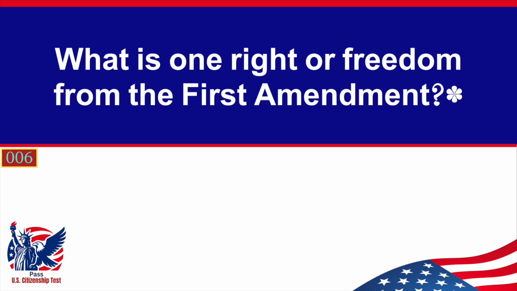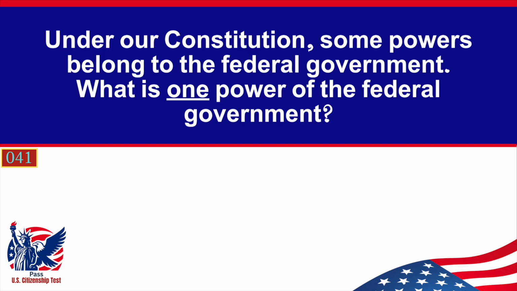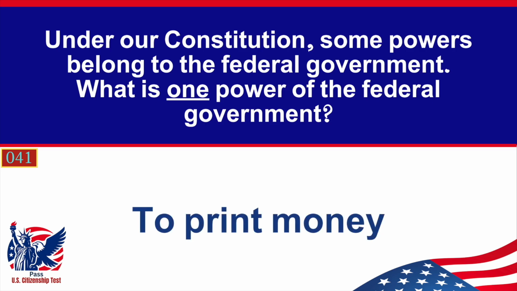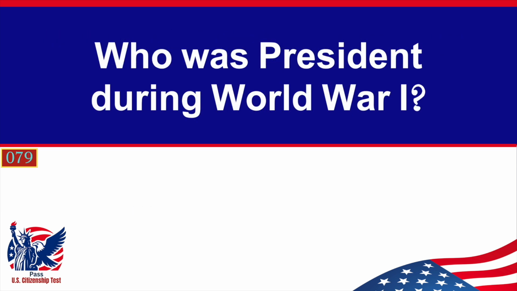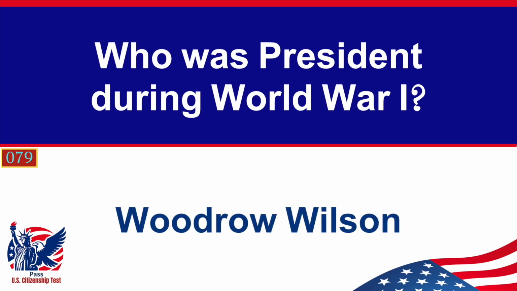What is one right or freedom from the First Amendment? Speech. Under our Constitution, some powers belong to the federal government. What is one power of the federal government? To print money. Who was president during World War I? Woodrow Wilson.